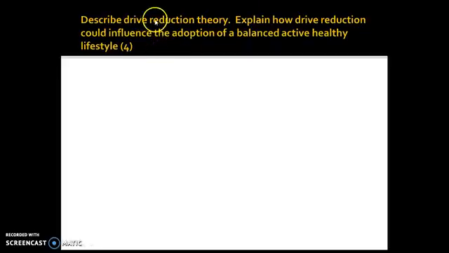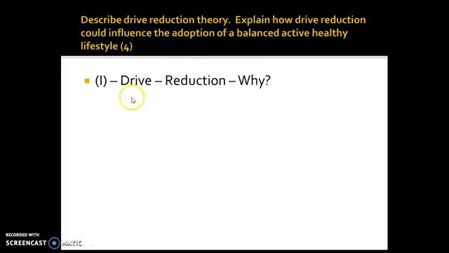So what we need to do, drive reduction theory. It asks you to describe it firstly, 2 marks, then you'll explain how it could influence the adoption of a balanced, active, healthy lifestyle, another 2 marks. So when we remember this, you need to use this. When you think of drive reduction, you think of I, drive, reduction, Y. And that is basically the order you go through it.